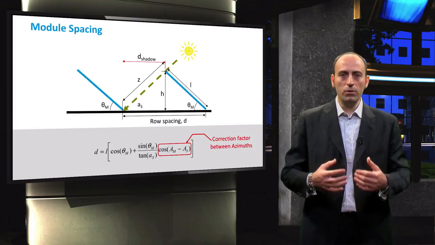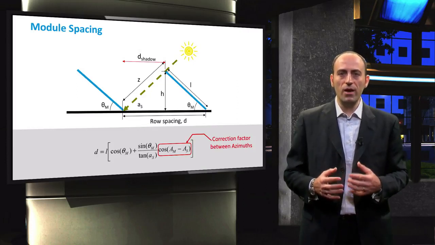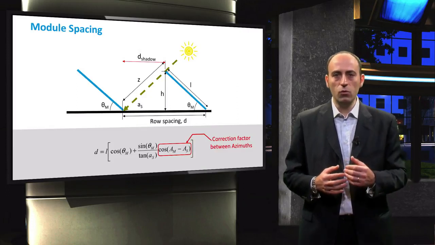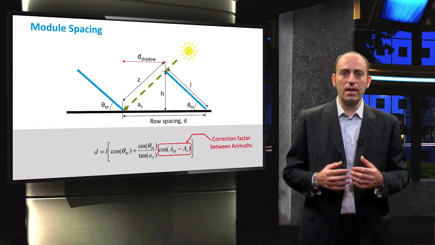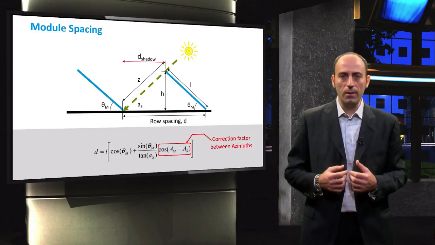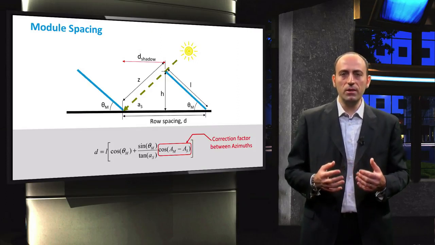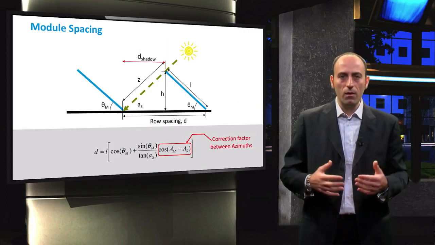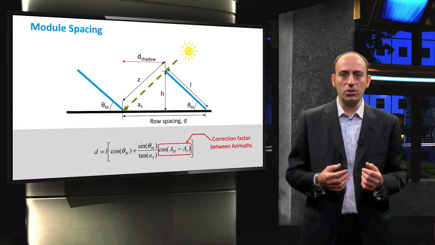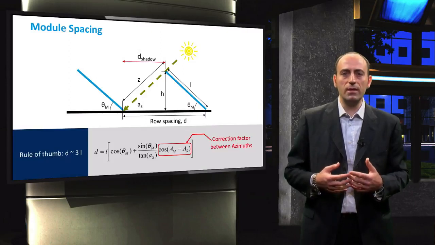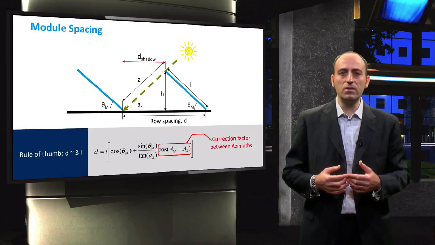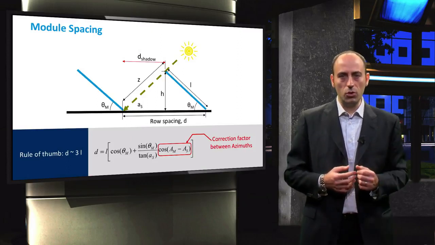Once you plug in all the required information, you will know the value of D, for example, at 10 a.m. and at 2 p.m. And then you just have to pick the biggest distance among them, and this will be the distance among each row of PV modules. However, for a first quick estimation, one can use the rule of thumb that the distance between two rows of modules should be at least 3 times the length of the module.